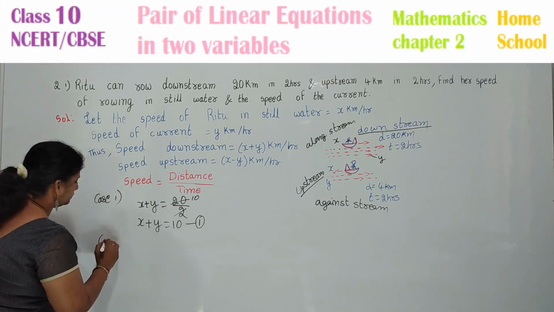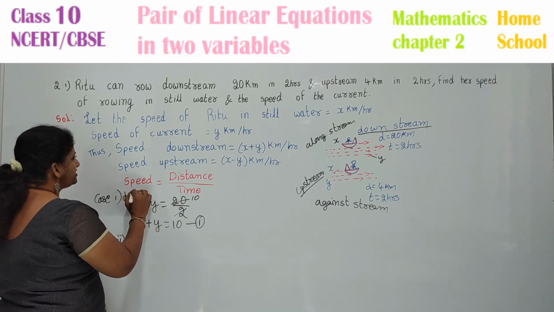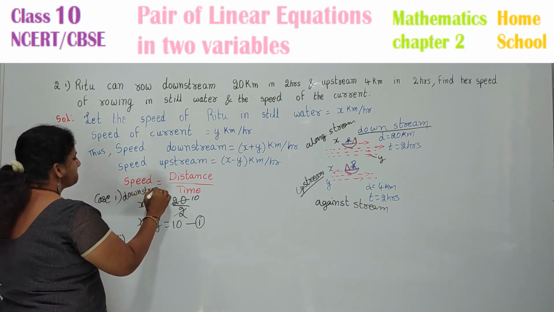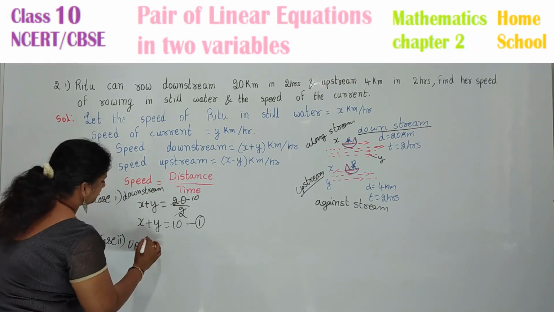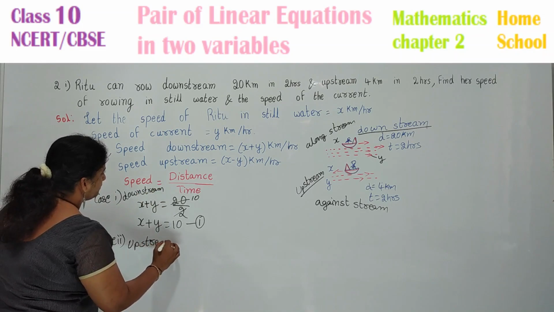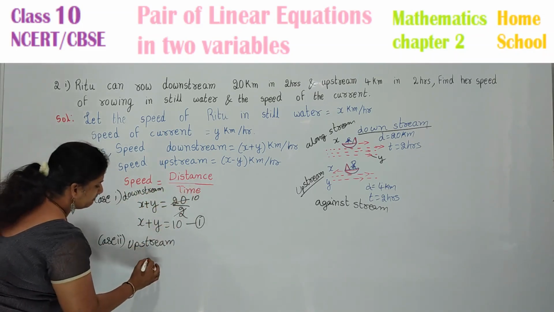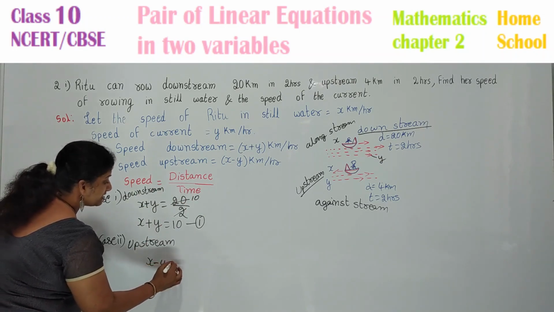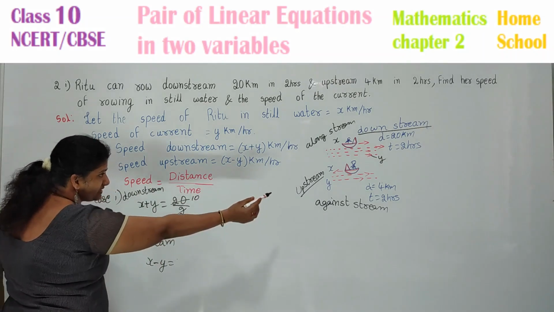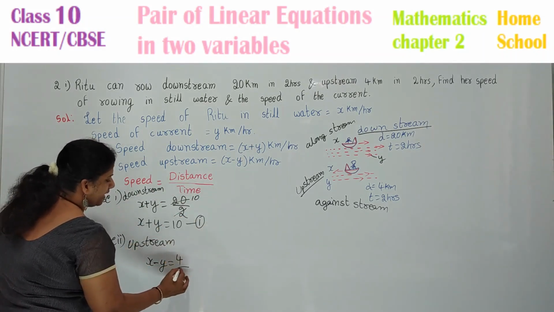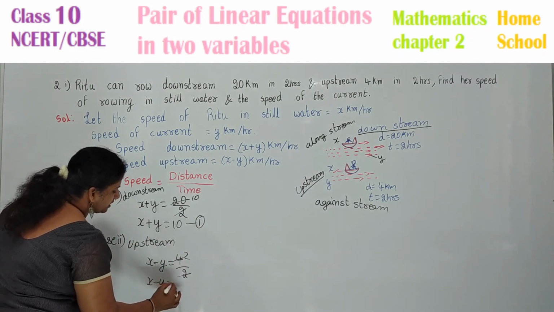Similarly, case 2. If you want, you can write here, children, downstream this one. And the next case will be regarding upstream. Now again the same formula, speed equals distance by time. x minus y is the speed in upstream. And what is the distance there? 4 by time 2. 2 2s are 4. x minus y is equal to 2.